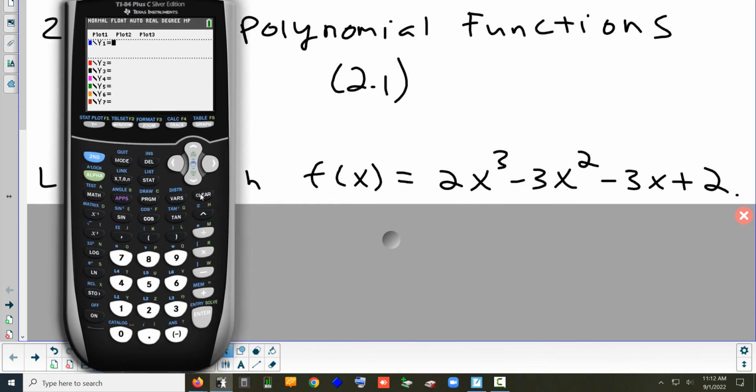All right, so if you have anything else in there, you can clear it out and type in 2x cubed minus 3x squared minus 3x plus 2. Okay, we're going to try zoom 6 and see if that's a good window. If it's not, we'll fix it. Let's hit graph. And zoom 6 is fine. That's a good window.